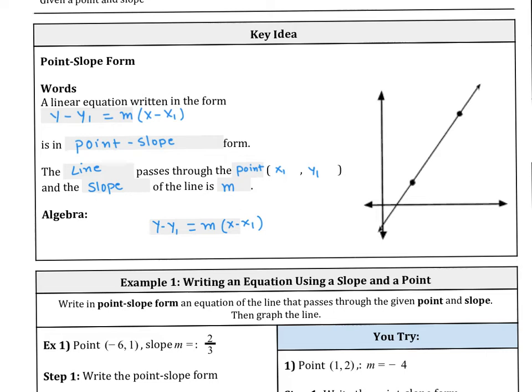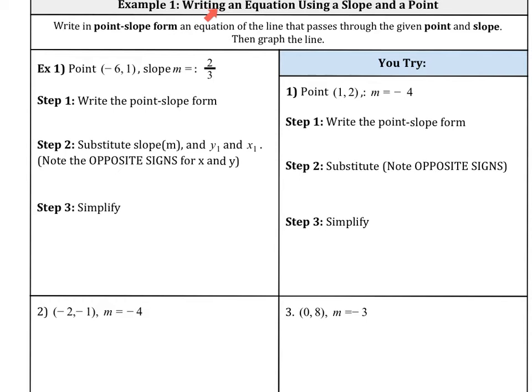So again, when the point and the slope are given, then we use the equation y minus y1 equals m times x minus x1. Example number 1. Writing an equation using a slope and a point. Write in point-slope form an equation of the line that passes through the given point and slope. So example number 1 is that the point is given and the slope is given.